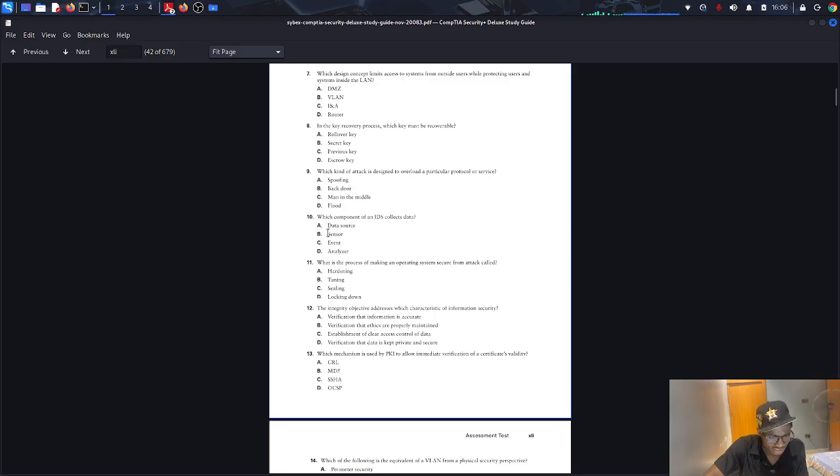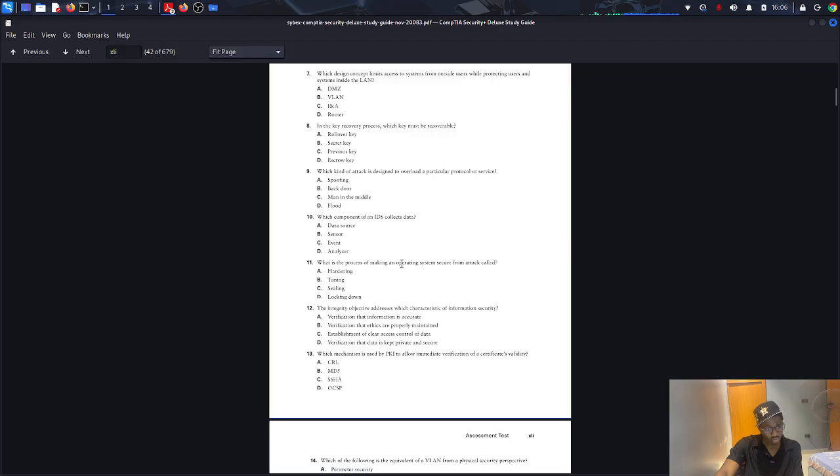Which component of an IDS collects data? Data source, sensor, event, analyzer. Now I'm going with A. I don't know why, but I'm going with A for that.